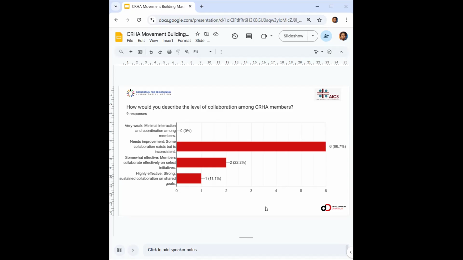But it was quite interesting to see that a majority of our respondents said there's a need for improvement, wherein there's an aspect of collaboration that already exists, but that inconsistency is what is limiting us from really reaching our true potential. And so there's a need to improve how we work together as a consortium.